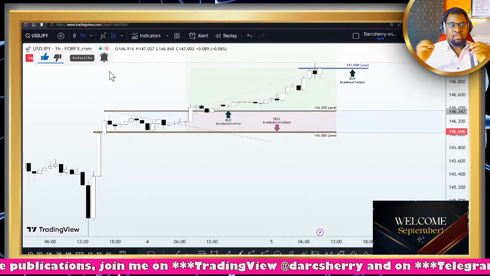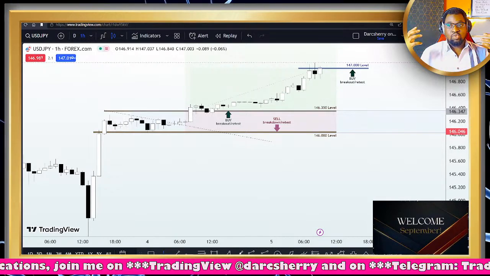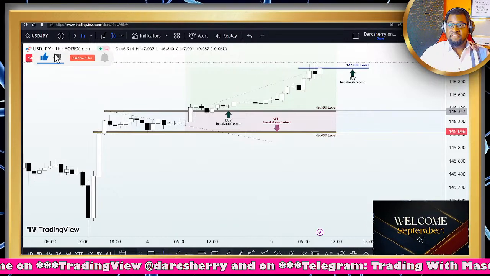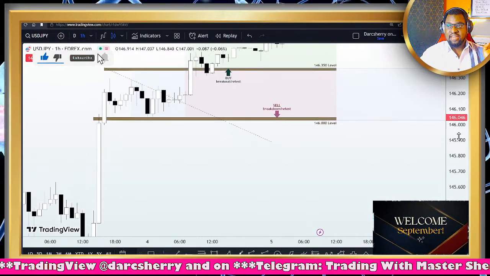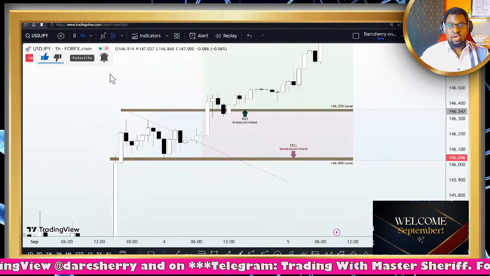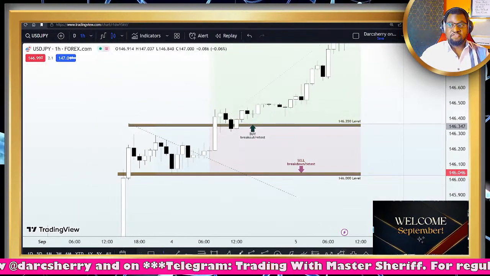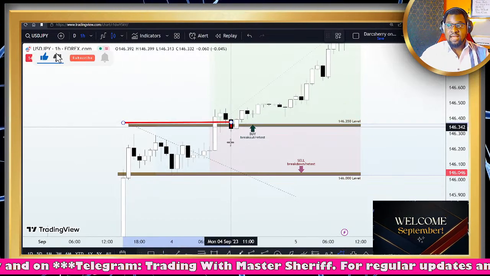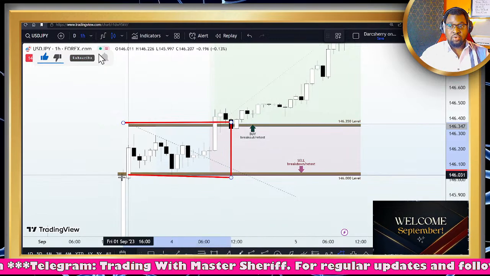Now, what did we see here on this chart yesterday? What is it that we saw that incited the idea of buying this asset? Well, the first thing we saw on the 1 hour time frame yesterday was a range where price was initially confined, and that is between the 146.350 and the 146.00 area.